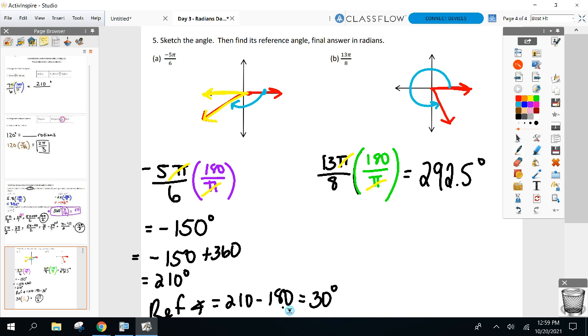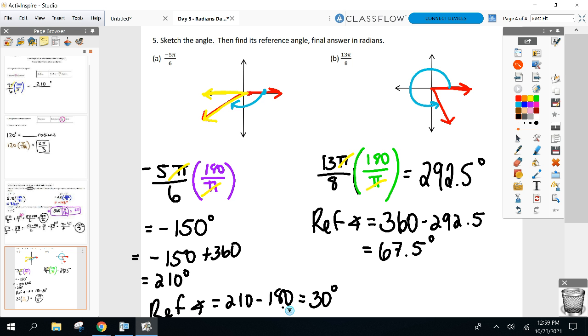Ready for the reference angle? How would you find the reference angle in degrees? 360. Yep, it's in the fourth quadrant, so 360 minus the angle. 67.5. Just good memory from first period. That's all that is. No mathematics. Degrees. Final answer in radians. So multiply it by pi over 180.